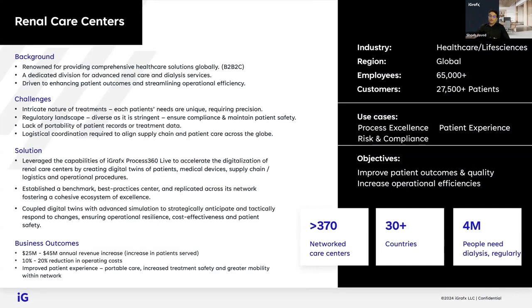So what they wanted to do was model and digitize the workings of a renal care center so that they could increase capacity, reduce operational costs, but more importantly, improve the customer experience. So the idea is that if I require dialysis, I should be able to show up at any one of these renal care centers and be treated, without having to fill out paperwork or without having to plan in advance and so on.